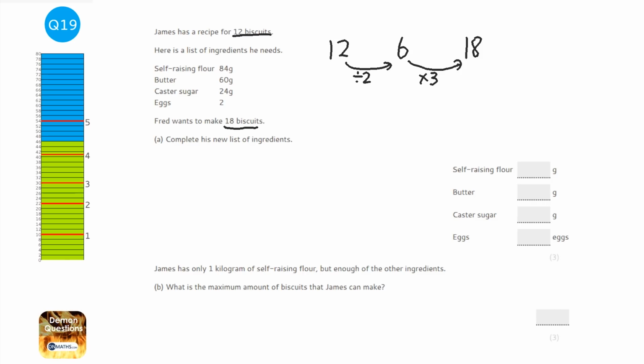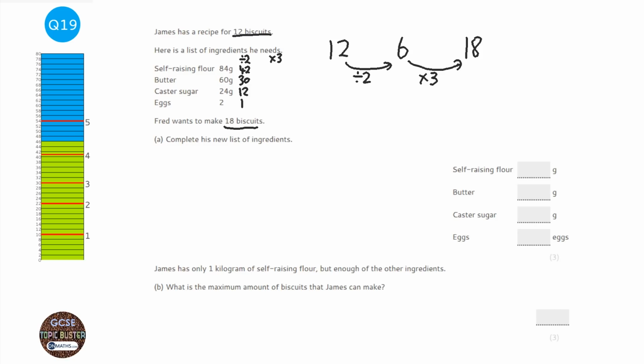So what I'm going to do with each of these ingredients is I'm going to halve them to find out what the amounts for 6 biscuits are. And then I'm going to times them by 3 to find out the amounts for 18. So half the 84 would be 42. Half the 60 would be 30, half the 24 would be 12, half the 2 would be 1.